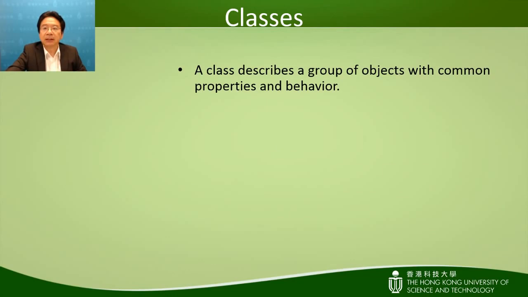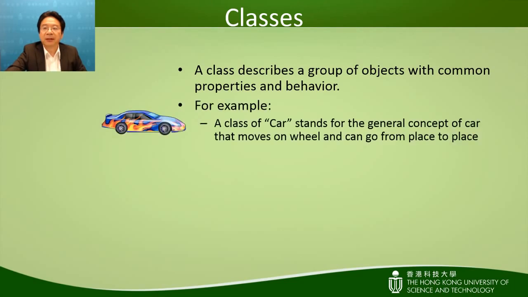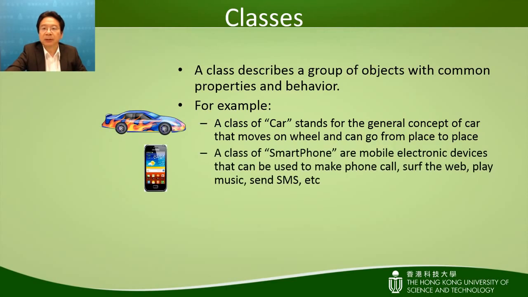We have seen that a class describes a group of objects with common properties and behaviors. For example, we can define a class of car that stands for the general concepts of vehicle that moves on wheels and can go from one place to another, or a class of smartphone. These are mobile electronic devices that can be used to make phone calls, surf the web, play music, send SMS, etc. We can use the keyword class to define a class in Java.